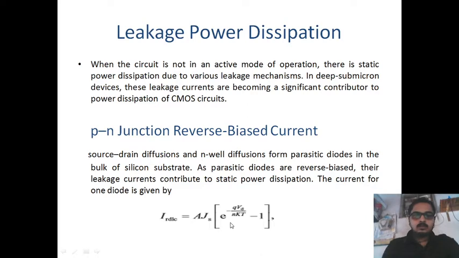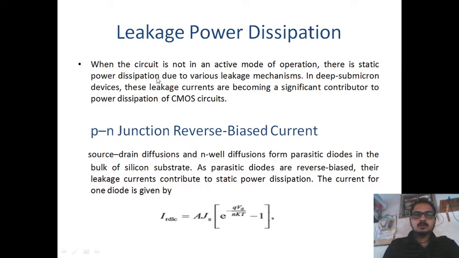In this video I am going to explain leakage power dissipation. When the circuit is not in an active mode of operation, there is a static power dissipation due to various leakage mechanisms. This power dissipation is known as leakage power dissipation.